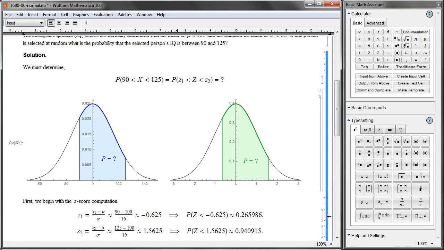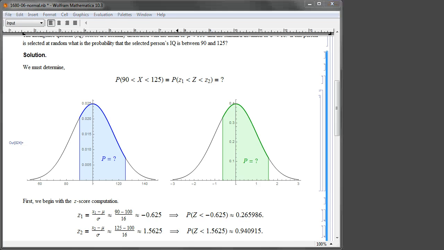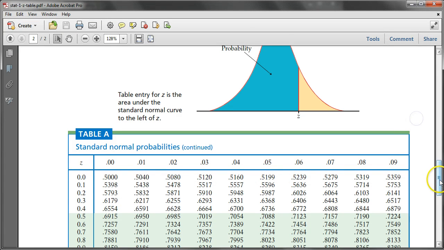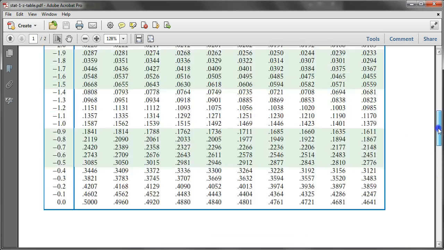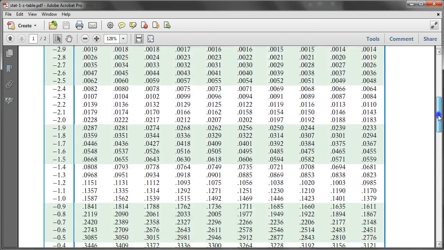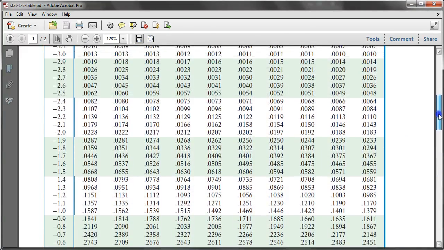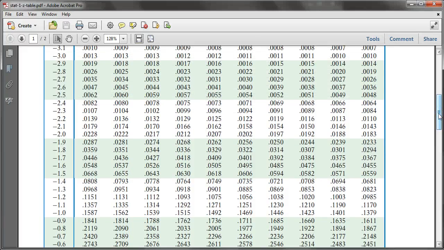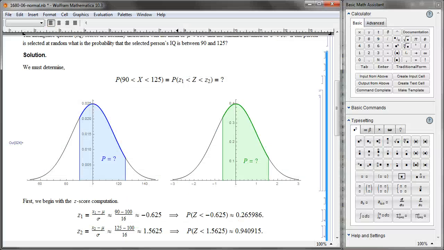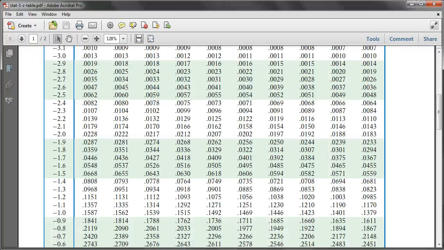And how do we get the probabilities? Well, let's go over to negative 0.625, negative 0.6, and then, excuse me, it's negative 0.625, approximately negative 0.63. So for negative 0.63, it's going to be 0.2643 approximately speaking.